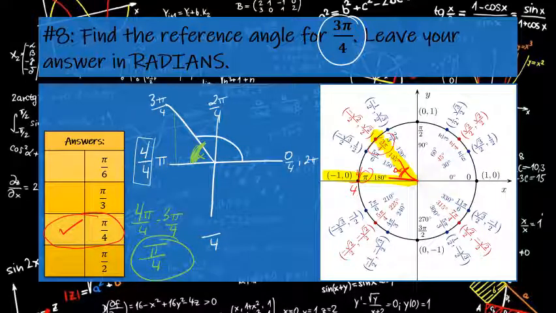Just as a reminder, if you subtracted those backwards on accident, if you did 3 pi over 4 minus 1 pi over 4 and you got a negative, just remember your reference angles are always positive. So if you get a negative pi over 4, make sure you write it as a positive pi over 4 for your reference angle.